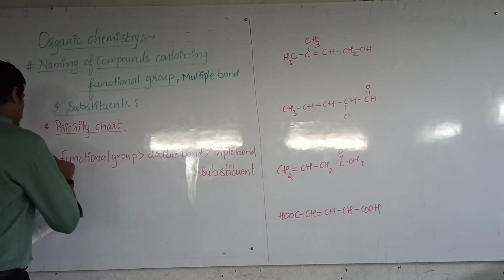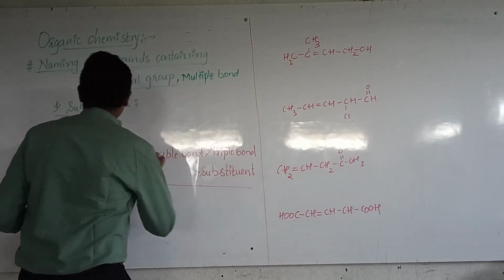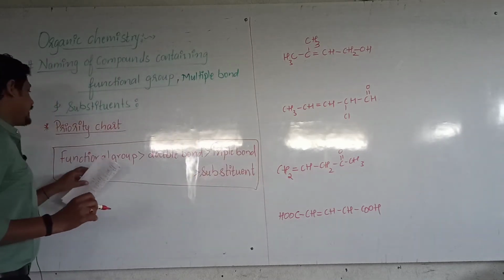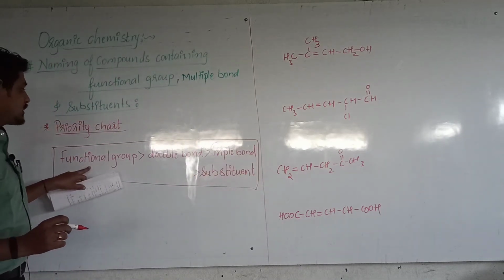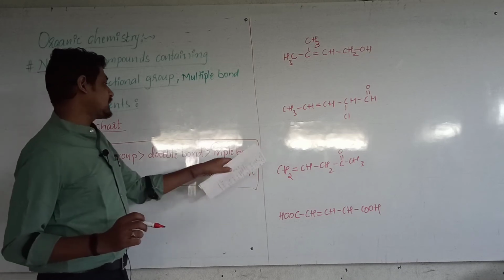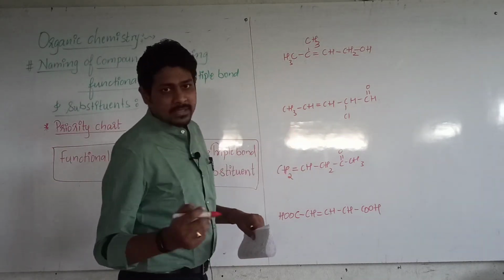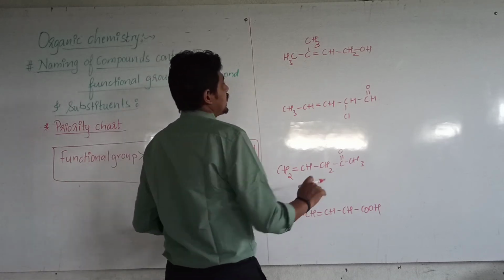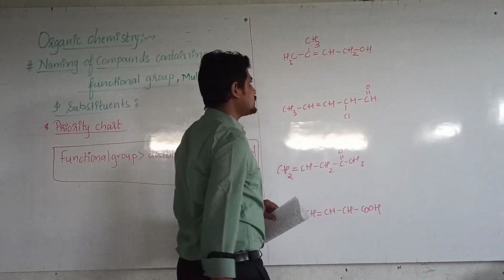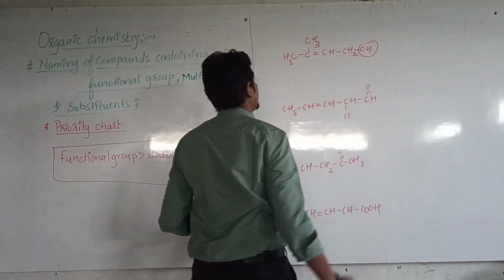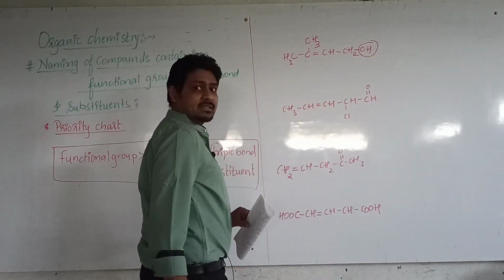Remember this. If you forget, gone. Okay, so this is important, right? First priority always goes to the functional group, then the double bond, then the triple bond, and finally the substituents. Let us solve an example, then only you can understand it. Here is one molecule. Where is your functional group? This is OH, alcohol. Alcohol is the functional group present.